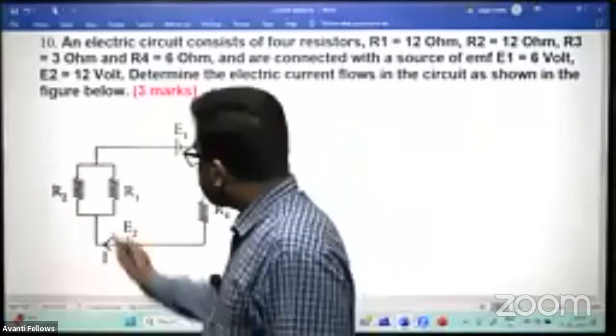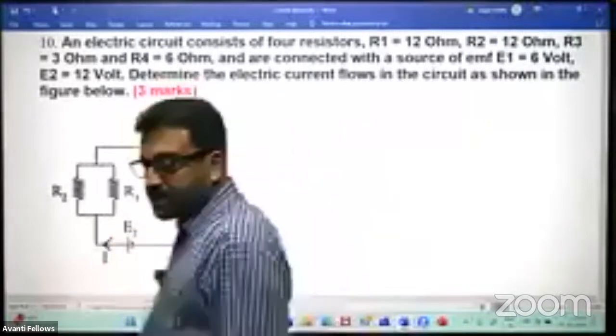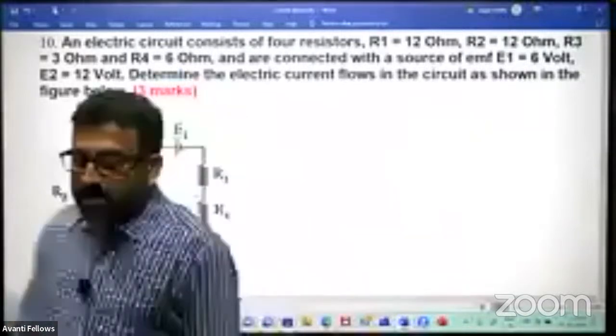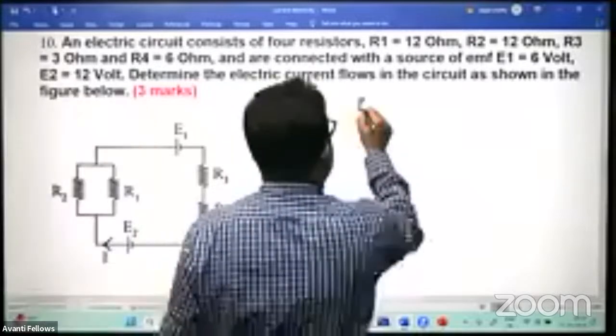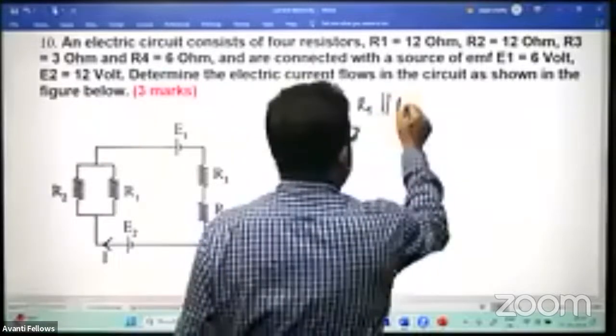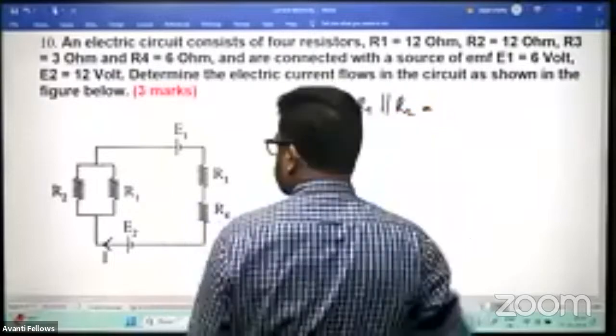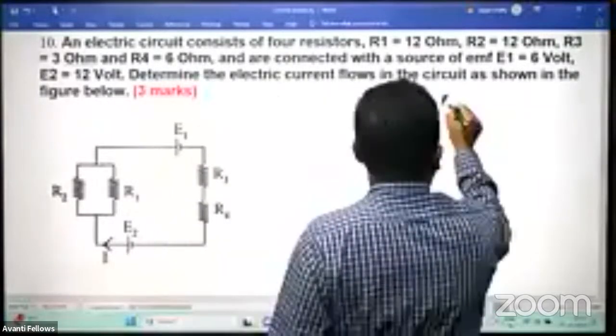First of all, R1 and R2 are connected in parallel. So this R1 and R2 will reduce to R1 parallel R2, which will be R1 R2 by R1 plus R2.